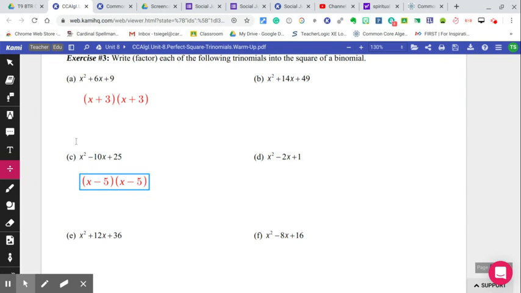Oh yeah, I forgot to say, if you're fancy, you can write them like this: x plus 3 squared, and this one would be x minus 5 squared.